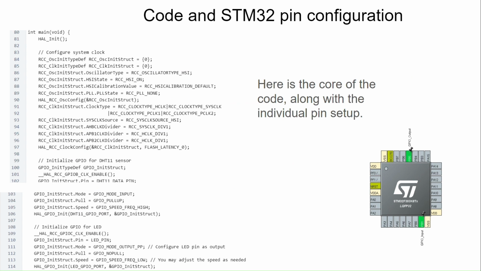Right here is the main core of the code that I came up with, along with the pin setup I used to do the individual piece of the project. That was just from what I did on the side, with the GPIO output for the LED and the input for the temperature sensor, as well as on the left just with the code, seeing the GPIO pins and setup, as well as configuring the clock. That's the main core of it.